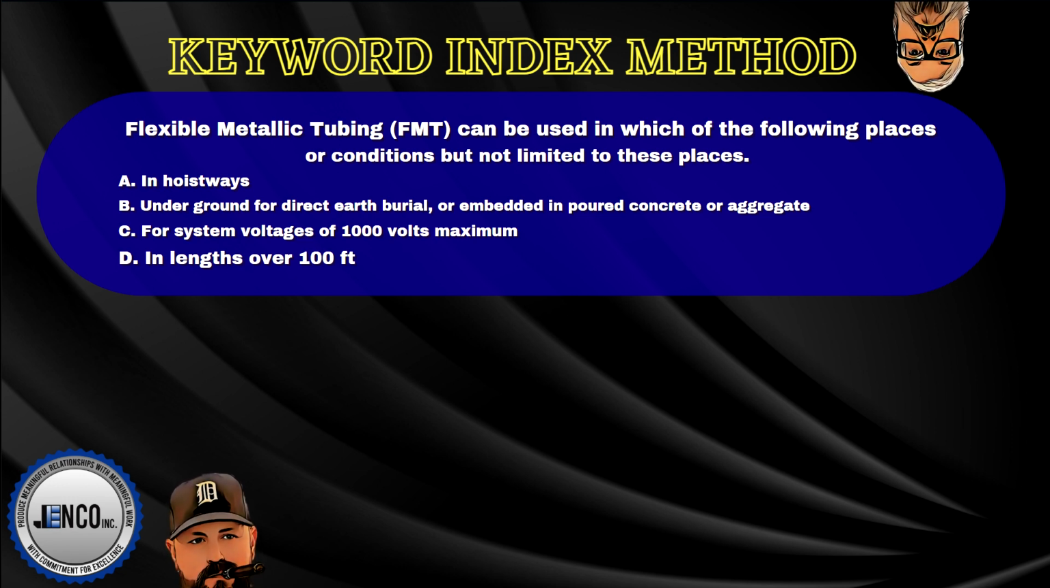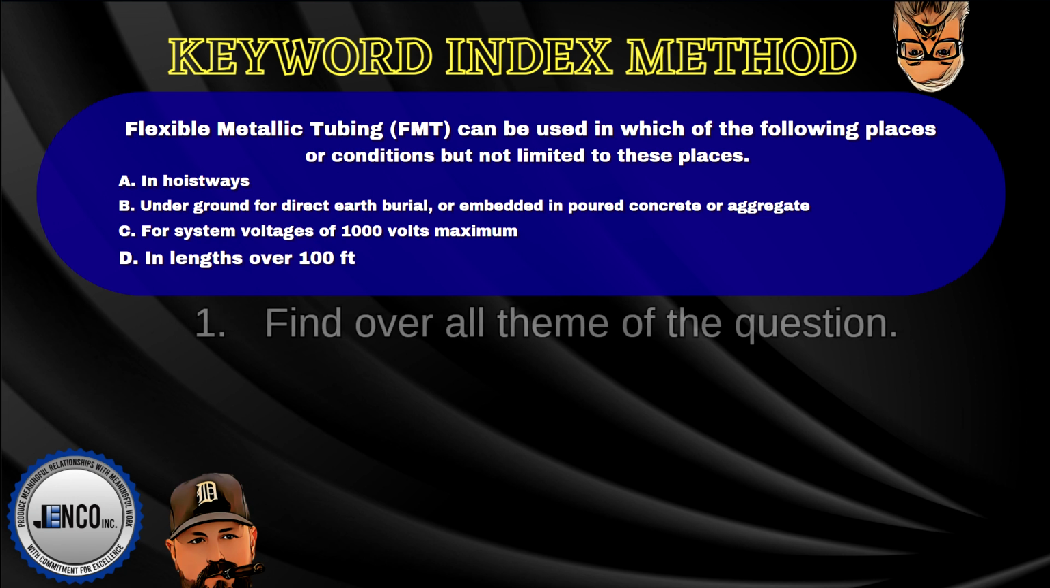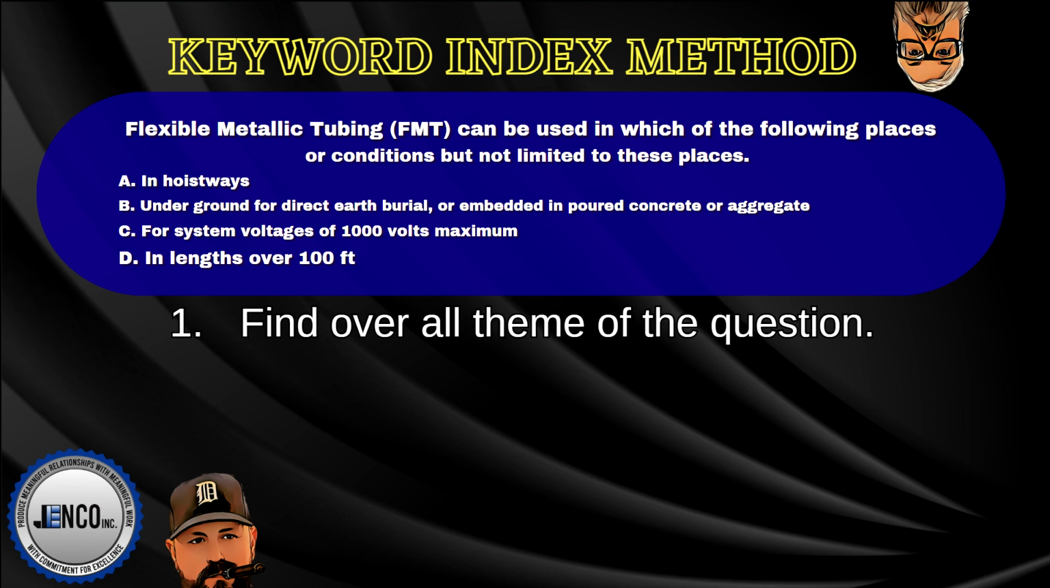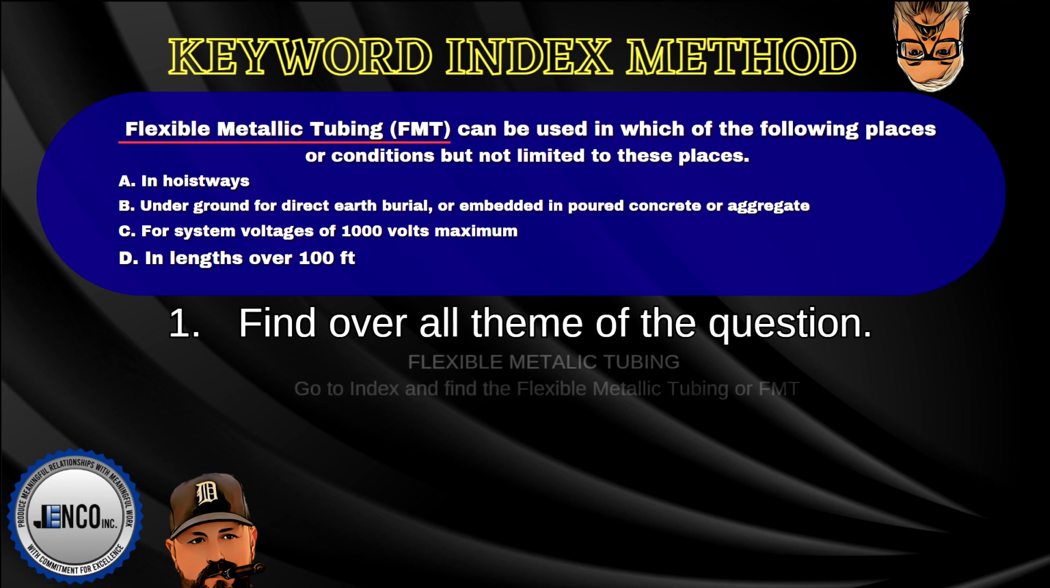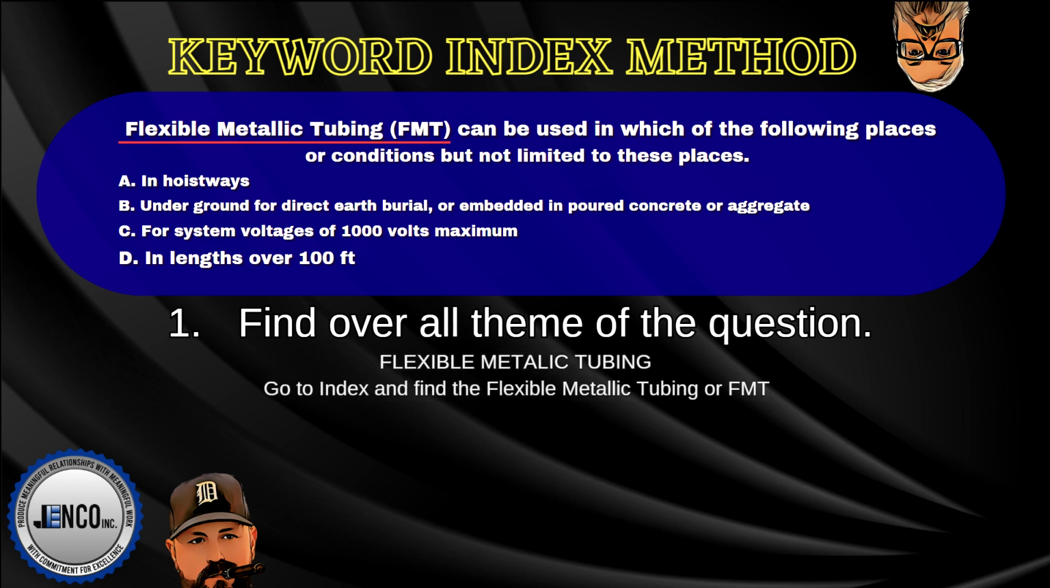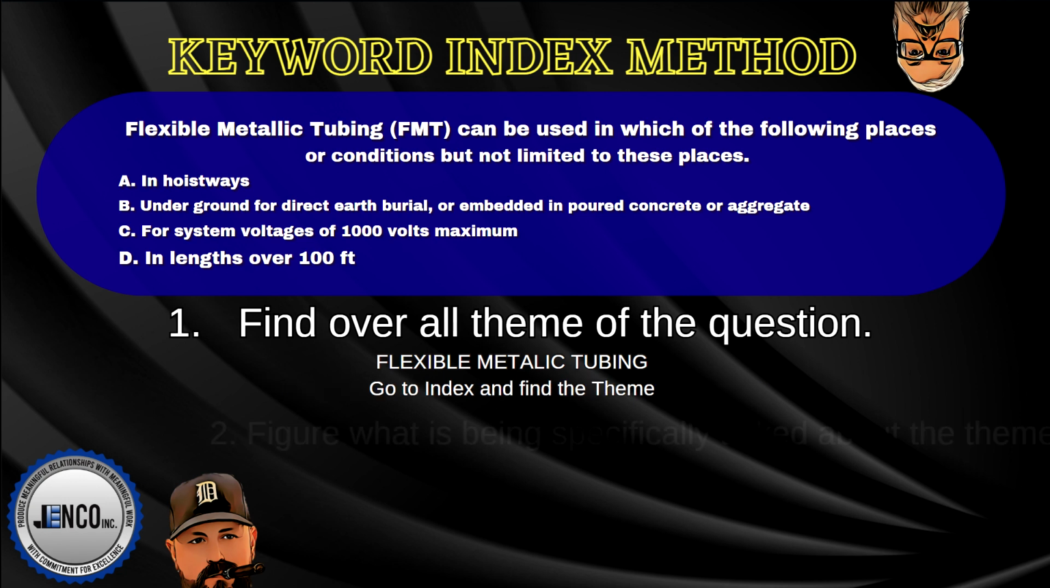Here we've got a typical question you may find on your exam. Flexible metallic tubing, FMT, can be used in which of the following places or conditions, but not limited to these places? What I want you to do first is figure out what the overall theme of this question is. What is the main thing that this is asking you? What is it talking about in this question? Flexible metallic tubing. So go ahead and flip to the index and find flexible metallic tubing. You should be able to find that in there.